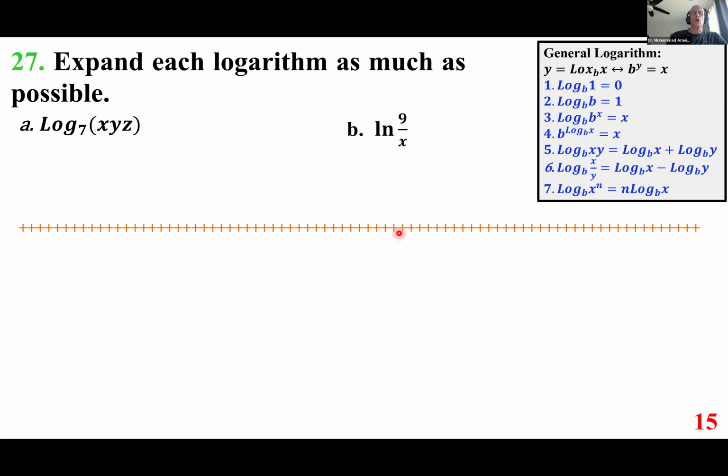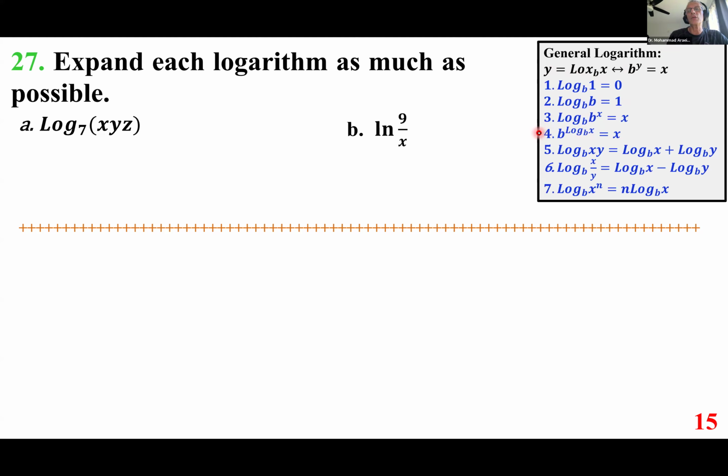Expand each log as much as possible, reminding you of the logarithmic properties. y equals log x base b means b to the power of y equals x, and therefore log 1 with any base is 0, log b base b is 1, log of b to the power of x base b is x, and b to the power of log x base b is equal to x.